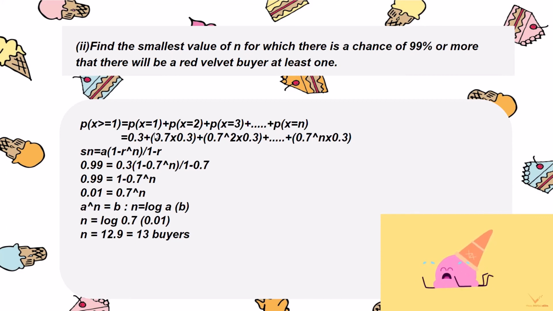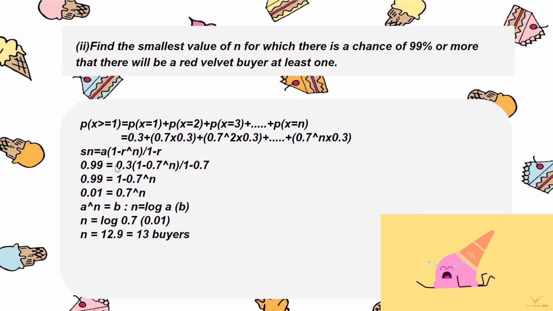The conventional way, which is P(X=1) plus P(X=2), P(X=3) and so on until P(X=n). P(X=n) is the furthest one. So P(X=1) we can simply write as 0.3. P(X=2) is 0.7 times 0.3. And P(X=3) is 0.7 to the power of 2 times 0.3, plus so on until 0.7 to the power of n minus 1 times 0.3, which is the value of 0.99.